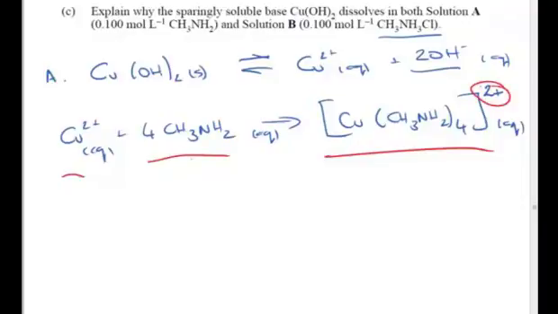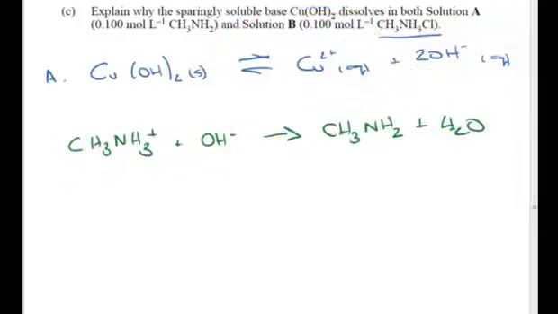And in discussing this, obviously if copper gets removed from this, it means more copper hydroxide will shift to this side of the equilibrium and dissolve, and that means therefore more copper hydroxide is going to be capable of dissolving as we continuously remove copper as it forms a complex with the methylamine. So that's the first part. Then we move on to the second part.